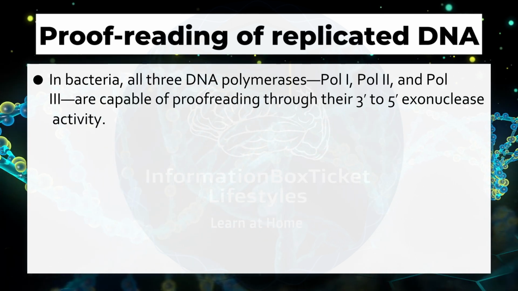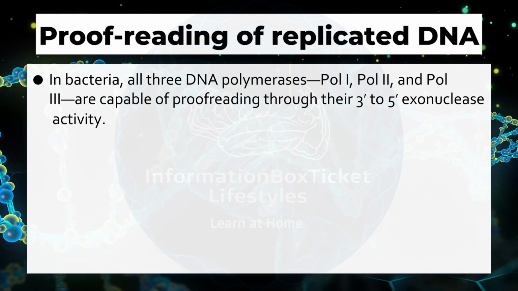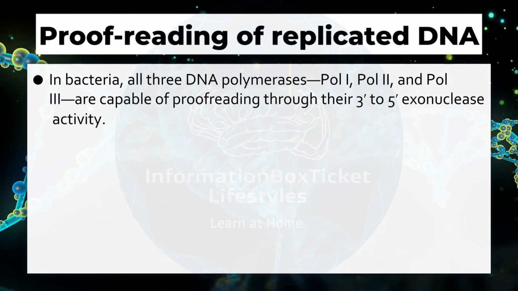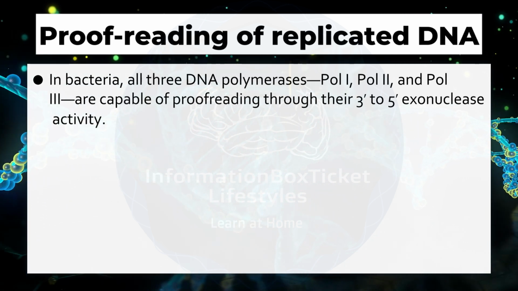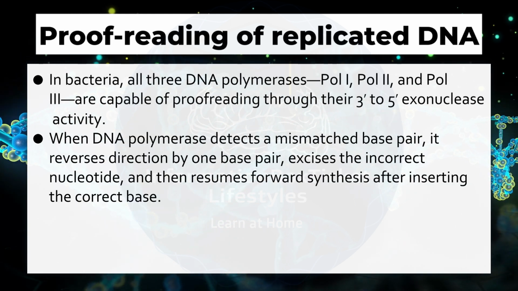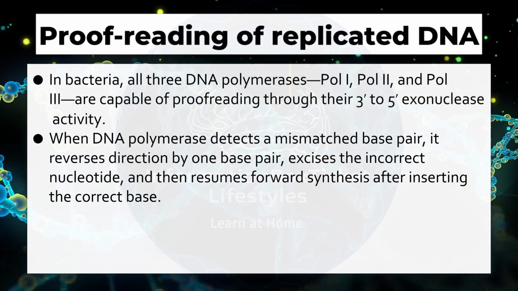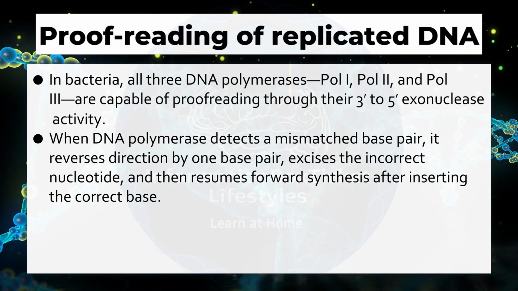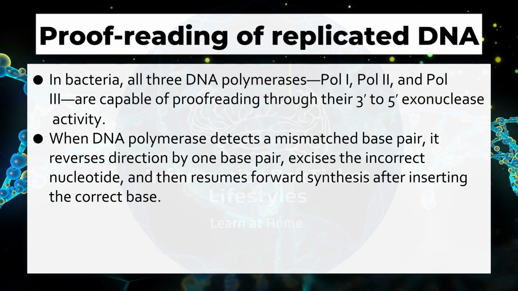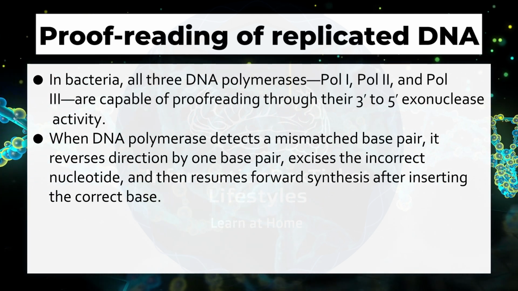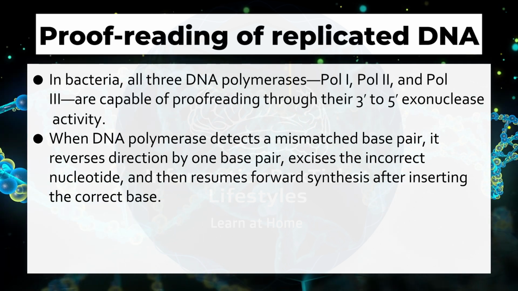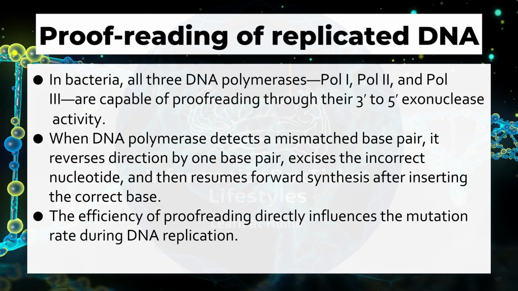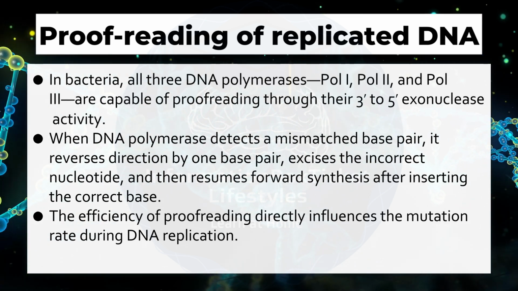In bacteria, all 3 DNA polymerases, Pol I, Pol II, and Pol III, are capable of proofreading through their 3' to 5' exonuclease activity. When DNA polymerase detects a mismatched base pair, it reverses direction by one base pair, excises the incorrect nucleotide, and then resumes forward synthesis after inserting the correct base. The efficiency of proofreading directly influences the mutation rate during DNA replication.